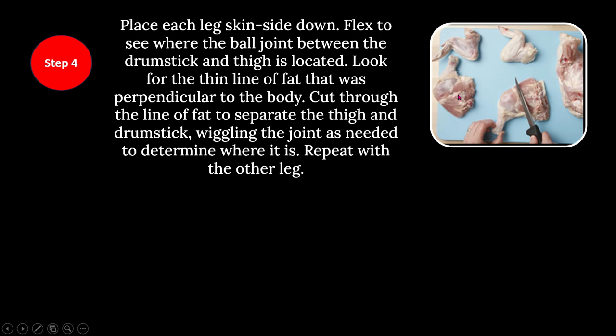This is the indication of the joint. And pass the knife through the joint. Either you can use a boning knife or a paring knife or butcher's knife. Press it, cut it through that. This drumstick and the thigh will be separated. Right? So step 4 is over. Now step 5.